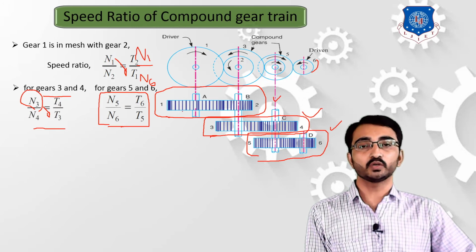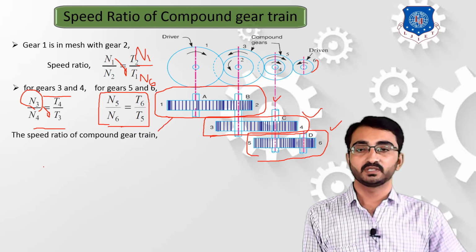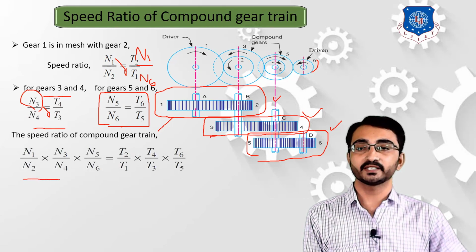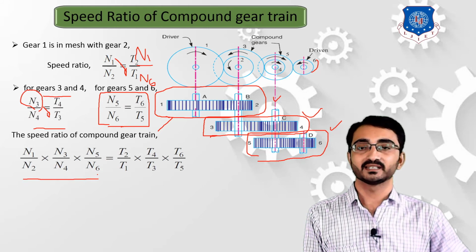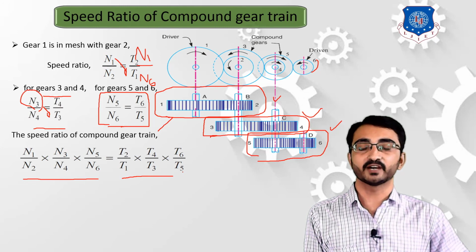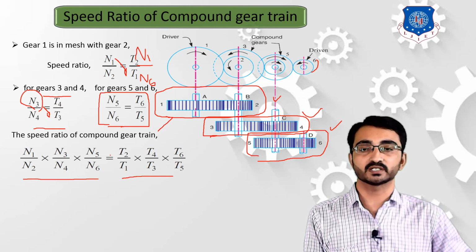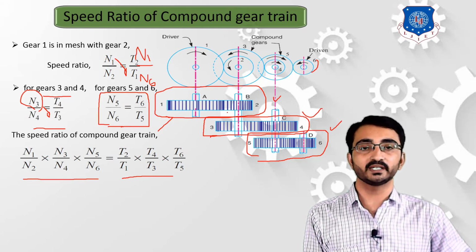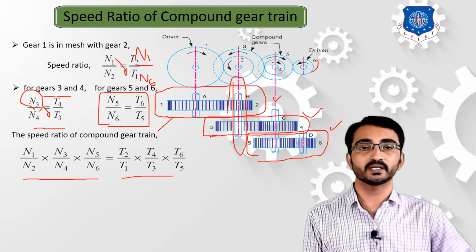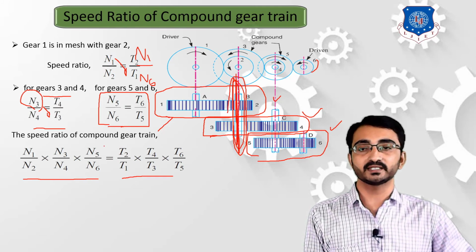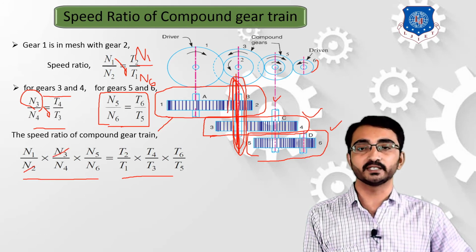Now if you want to derive the equation for driver to driven, in that case we have to multiply all these equations. So N1 by N2 into N3 by N4 into N5 by N6 is equal to T2 by T1, T4 by T3 into T6 by T5. That we can write down from these 3 equations. Now in this equation we can refer that the speed of gear 2 and gear 3, they both are mounted on single shaft. So the speed of this shaft will be common. So over here we can consider that N2 is equal to N3.